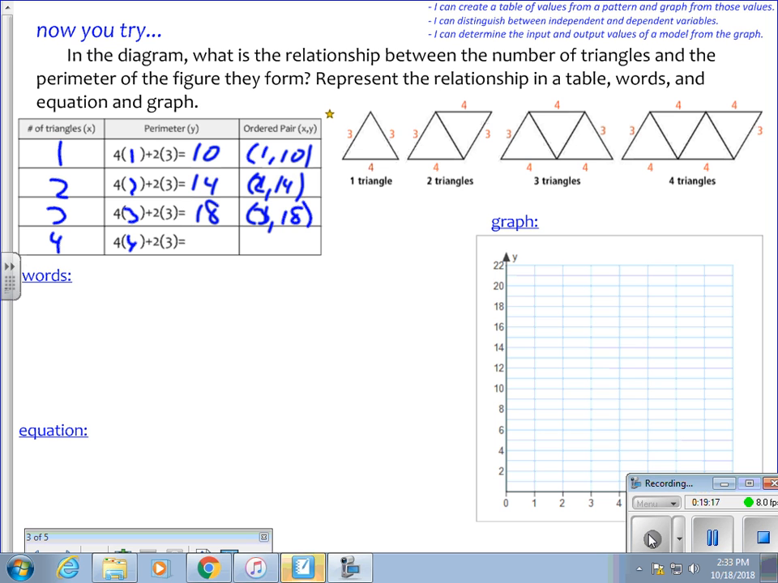4 triangles, 4 times 4 is 16. Plus 6 is 22. Thank you. I was adding it in my head wrong, and I know I was getting the right number. Somehow I was doing the right number. Okay. So in words, the perimeter.